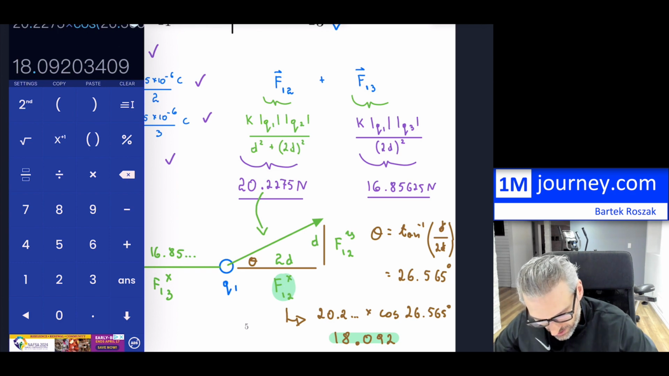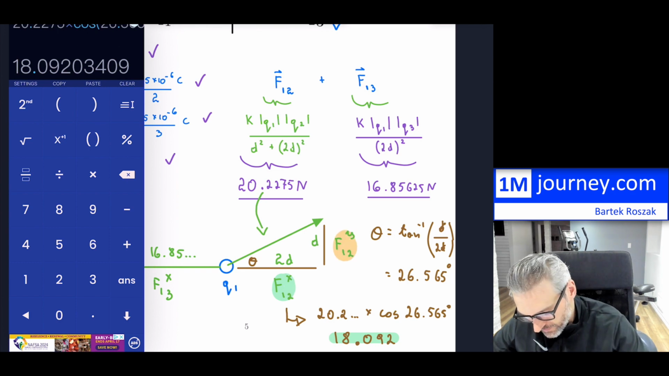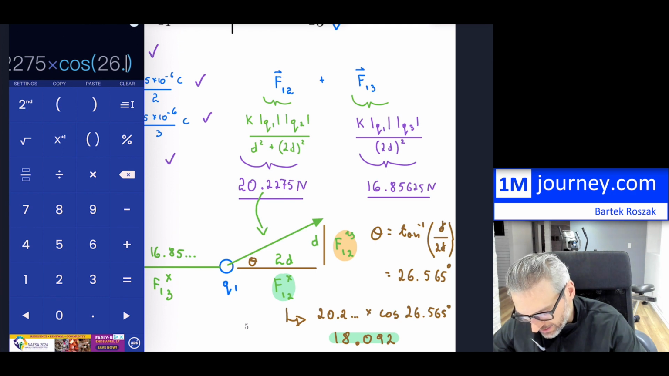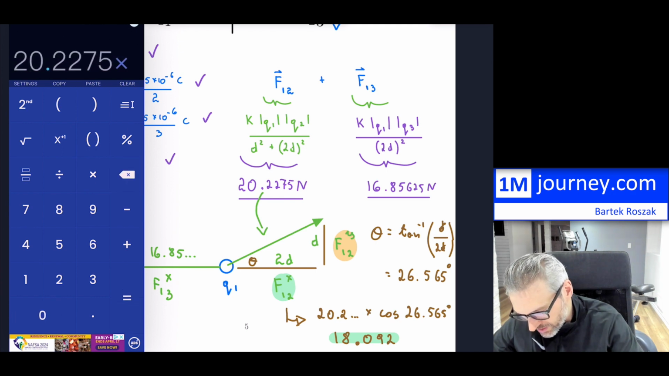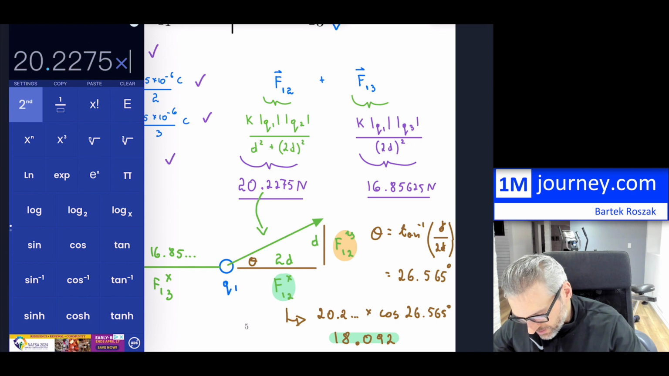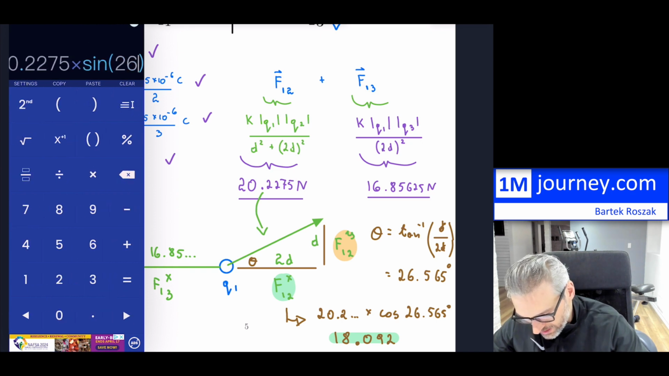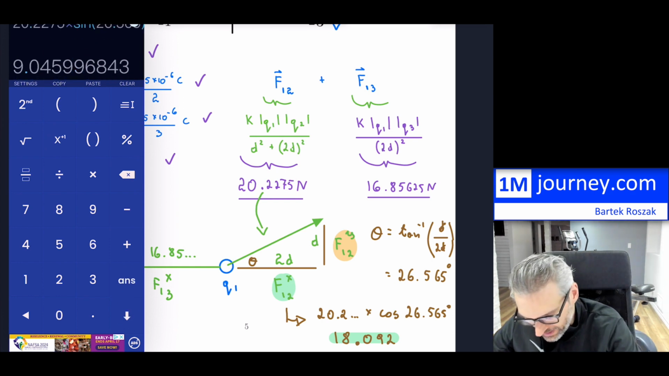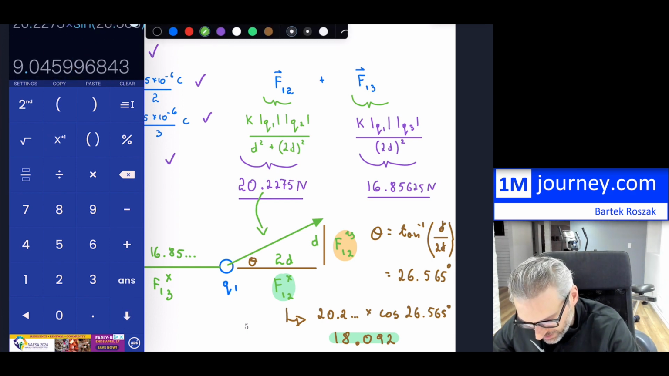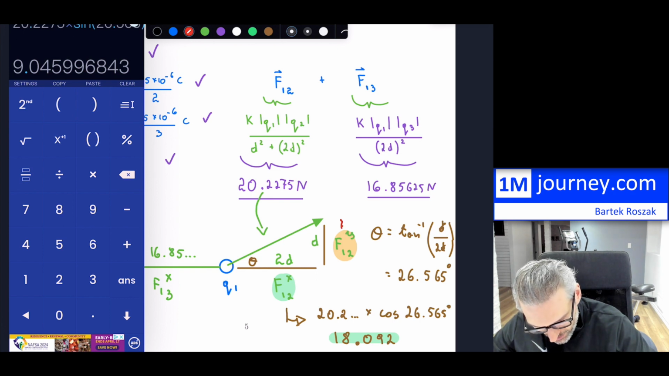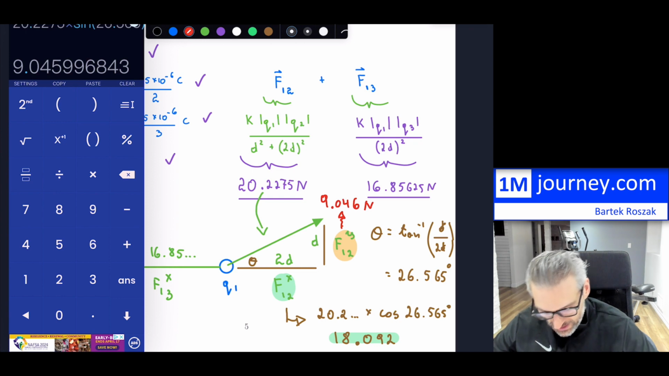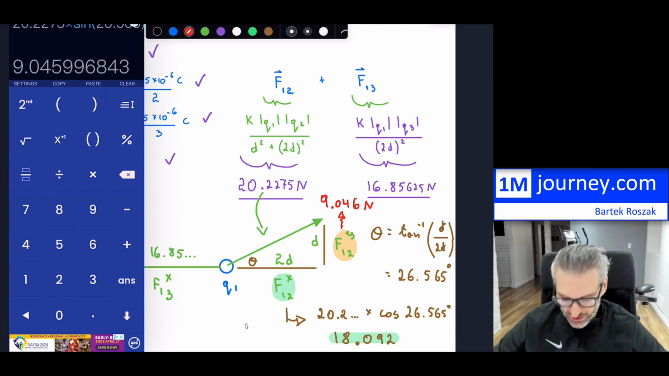Now if you want to find out what the y component is, we'll do the same exact thing in here, except we're going to just multiply it by sine. So that's going to be sine of 26.565 equals, all right? And that is the other component that we have. Let me put it maybe in red so it pops out in here. So this is going to be 9.045. Okay, I'm going to round this. So that's in the up direction right there.